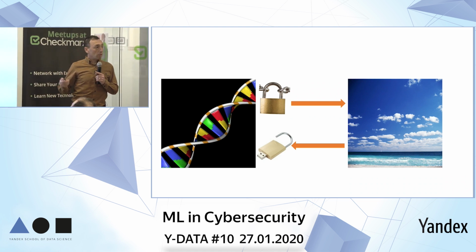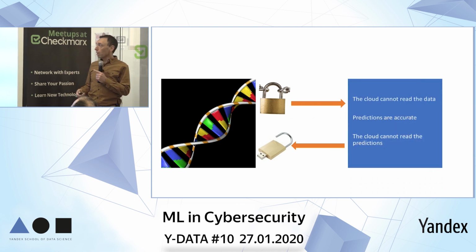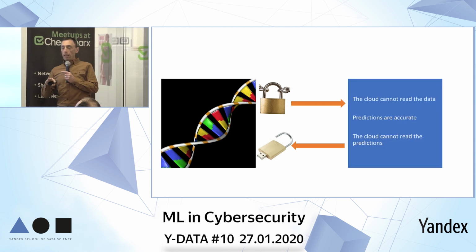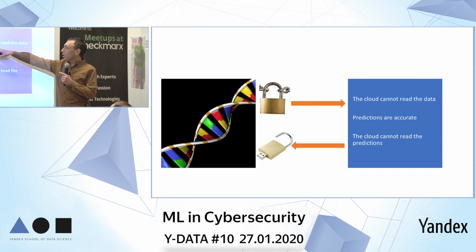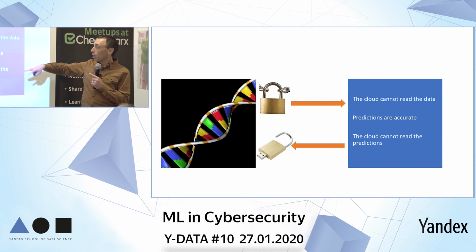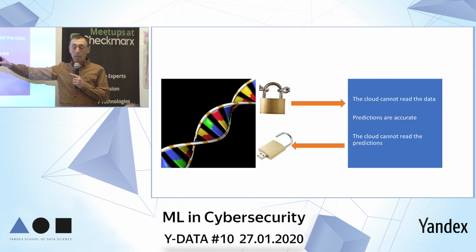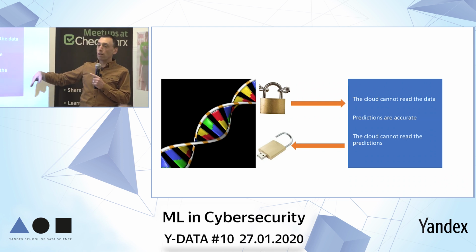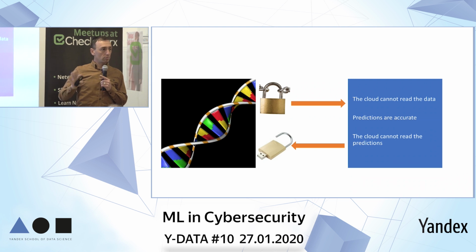So this is what we do, and I'm going to spend at least the first half of the talk explaining a little bit about how we do that. But just to make sure that we're on the same page, the cloud cannot read the data, so the cloud doesn't learn anything about your DNA. The predictions are accurate, and the cloud cannot read even the prediction that it made. So this is what we're trying to do.